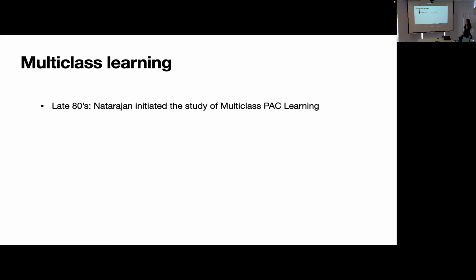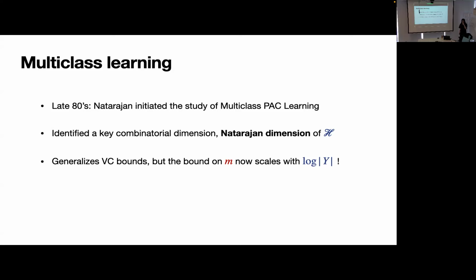Already in the late 80s, a lot of people were thinking about it, and Natarajan initiated the study of multiclass PAC learning. Among other parameters, he identified a key combinatorial dimension that we now call the Natarajan dimension of a class. It generalizes the VC dimension, and it gives us bounds on the sample complexity, parameter m of epsilon. We get bounds similar to the VC bounds, except now the upper bound scales with log y. In particular, when y is infinite, this becomes a vacuous theorem.